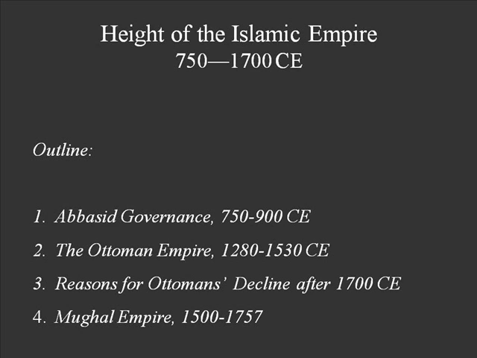So in order to understand the dominant empire of the world, which was even invading Europe by the 1500s, we have to understand the long-term history of the Islamic government.